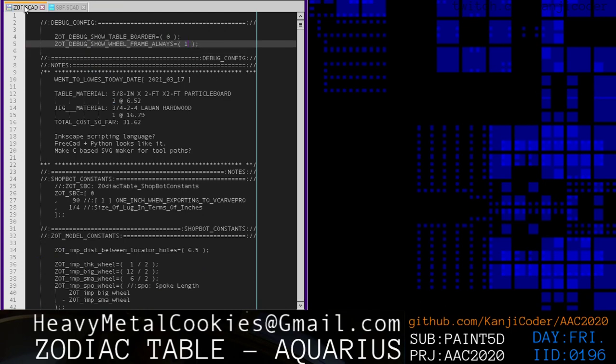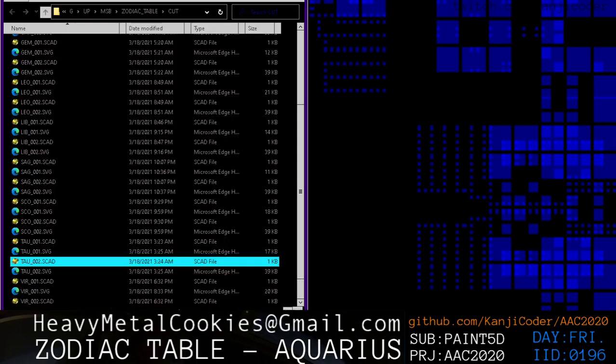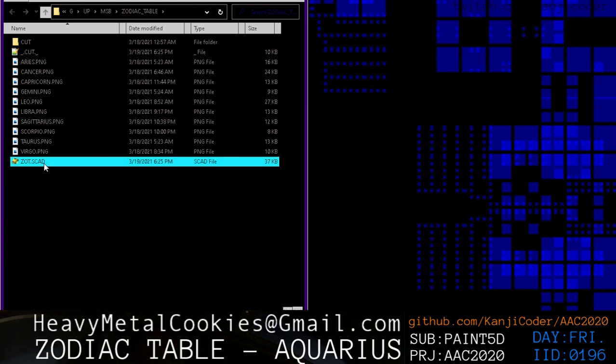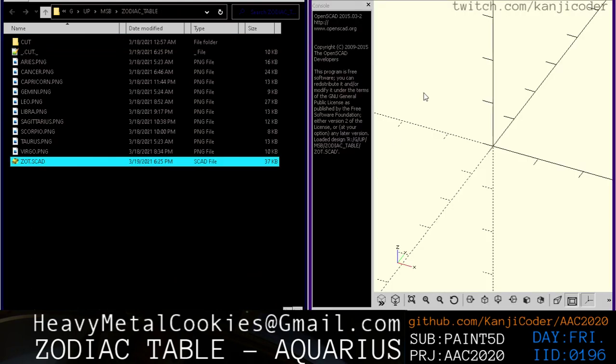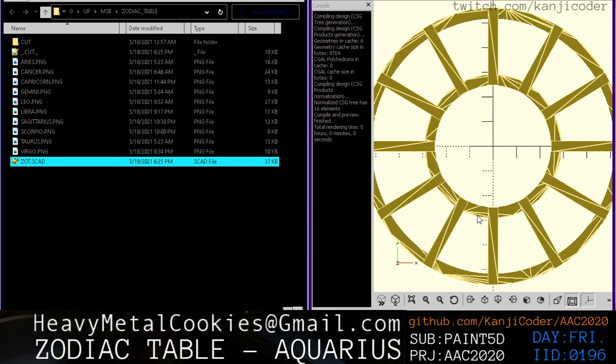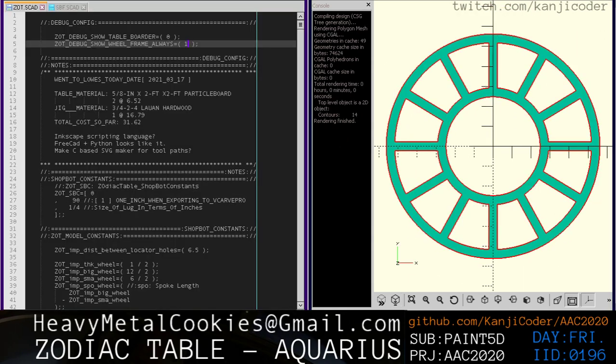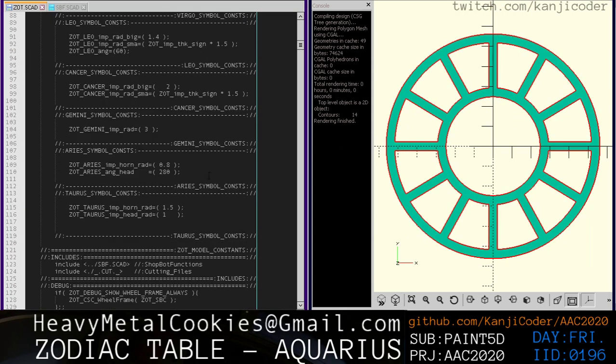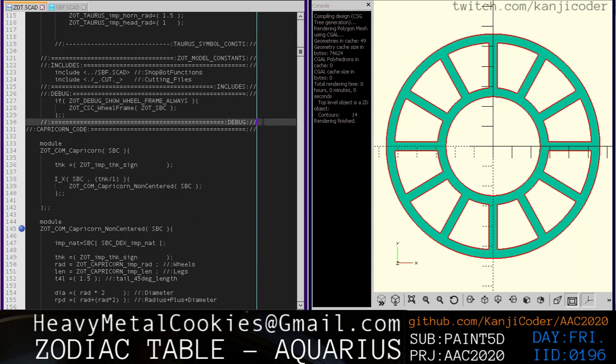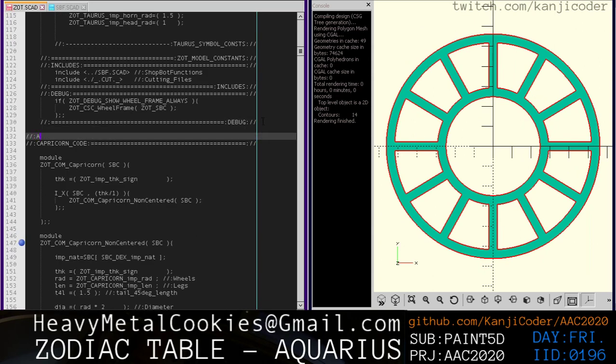Okay, and then we're going to find this file and open it in OpenSCAD so that we can see what we have here. Right now we just have this wheel pattern. We're going to put the symbol inside that wheel pattern. And to do that, we're going to need a function code for that. So in here, we're going to say Aquarius code. I can't spell, so I got to be careful here.